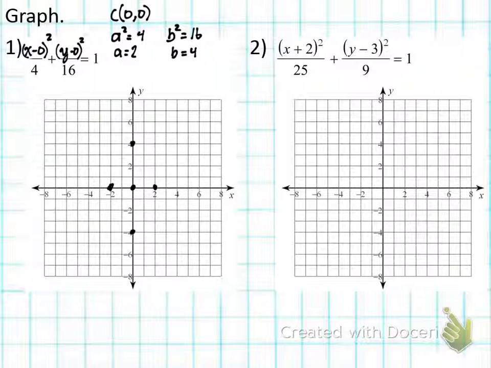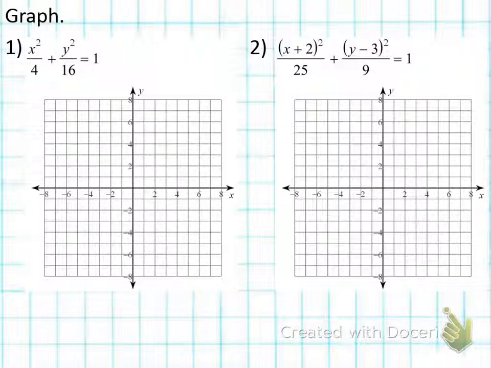Now that we have all the points around, we're going to connect them with a nice curve around the whole graph. And that's how you do number one. Does that make sense? I'm going to explain it one more time because it's the first time we saw it, just so you get the picture.